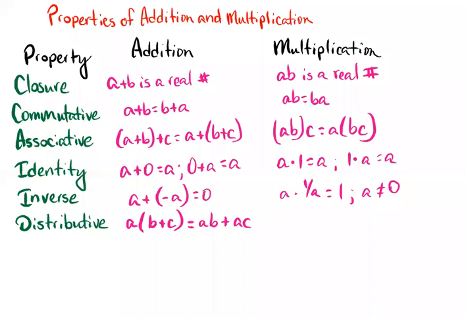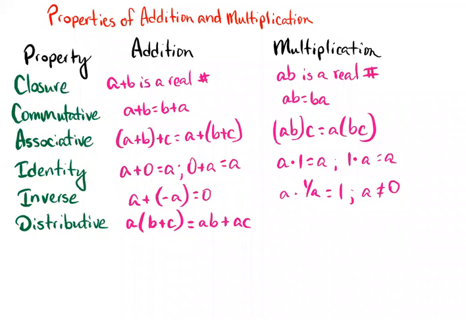Okay, so today we're going to talk about the properties of addition and multiplication. The first property that we're going to talk about is the closure property of addition, where A, B, and C are real numbers. The closure property of addition simply tells us that A plus B is a real number. And the closure property of multiplication tells us that A times B is a real number.